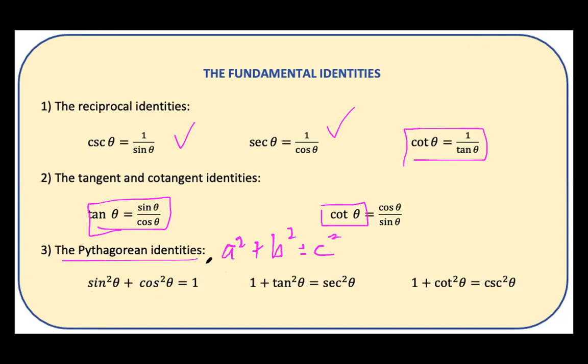And this is in the form of the Pythagorean theorem. And 1 plus tangent square is equal to secant square, and 1 plus cotangent square is equal to cosecant square. So here, these two trigonometric identities, guys, were just derived from the fundamental identity, which is sine square plus cosine square is equal to 1. Okay? Dito lang siya galing.